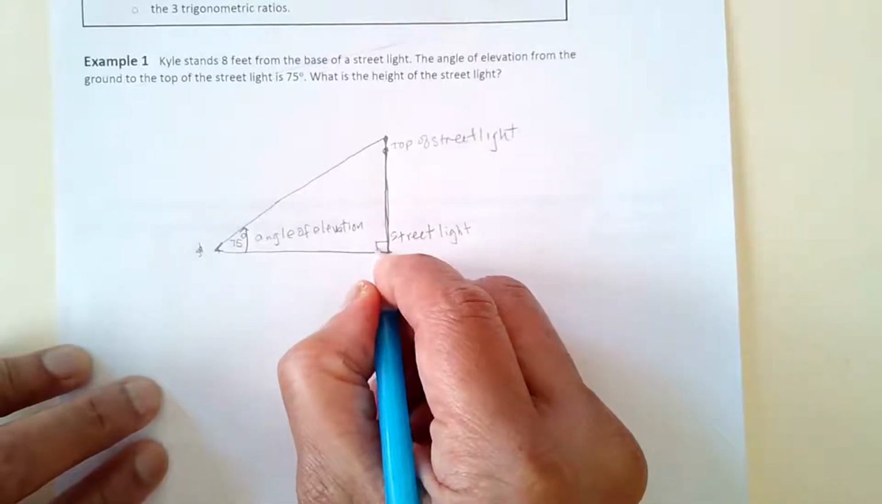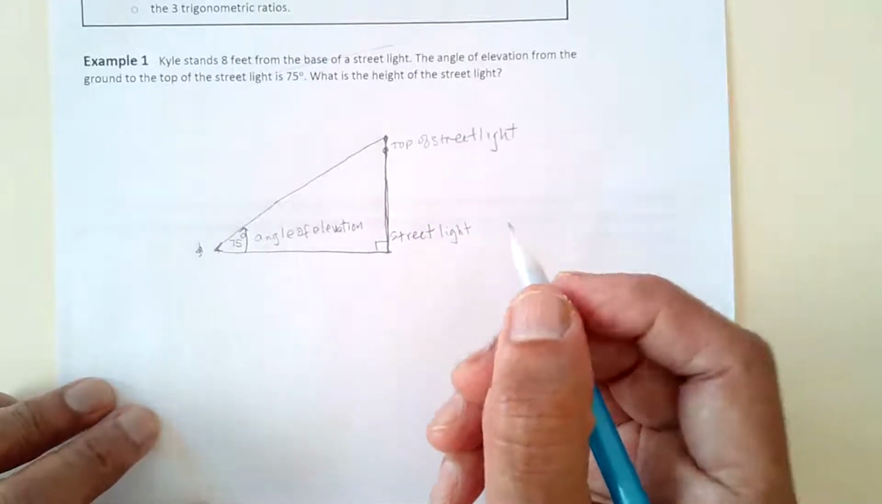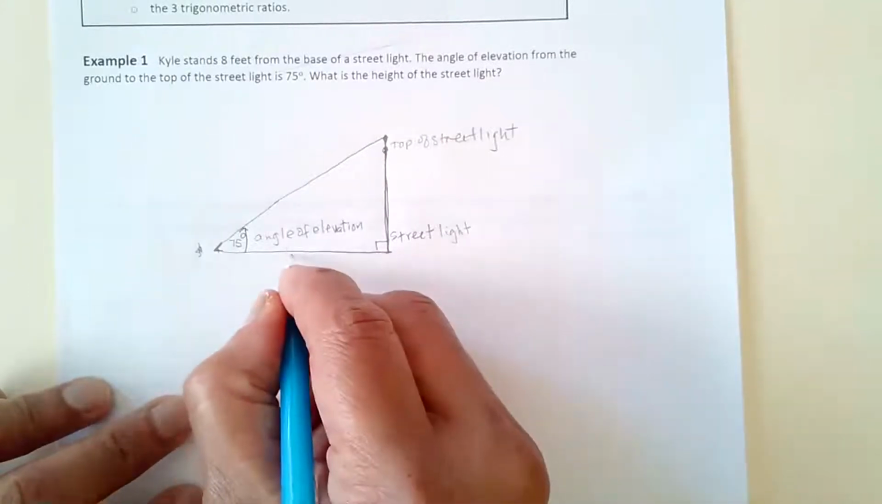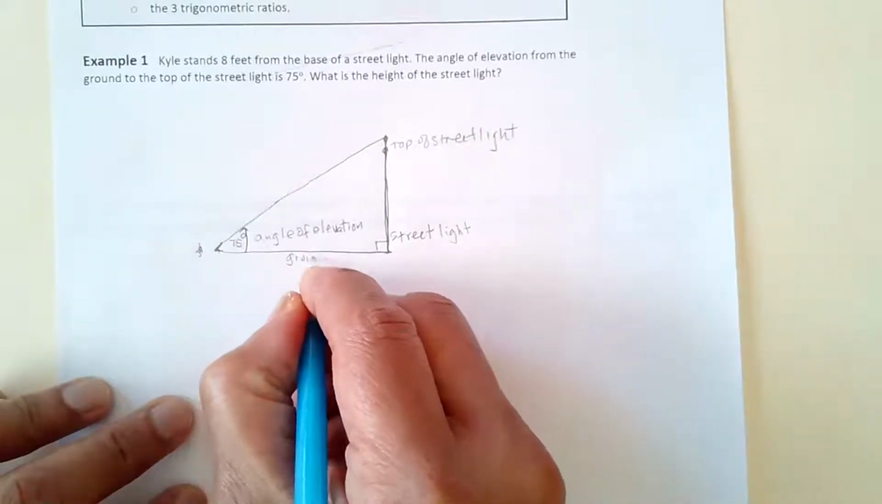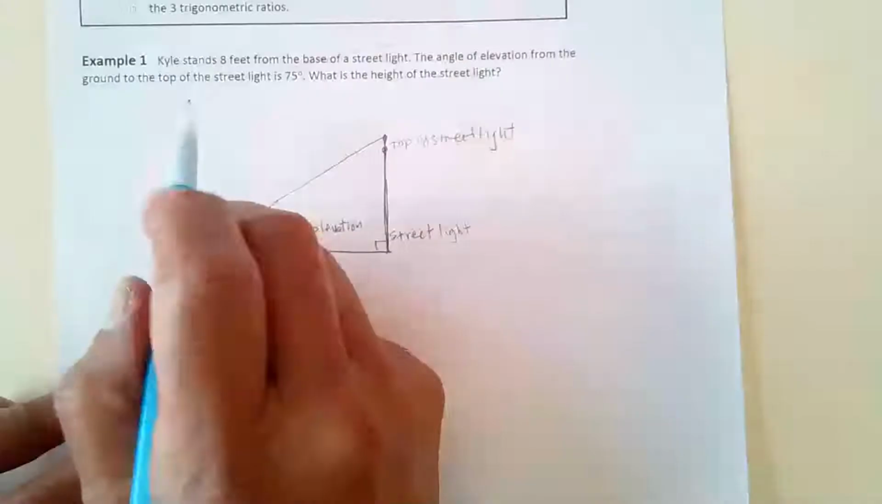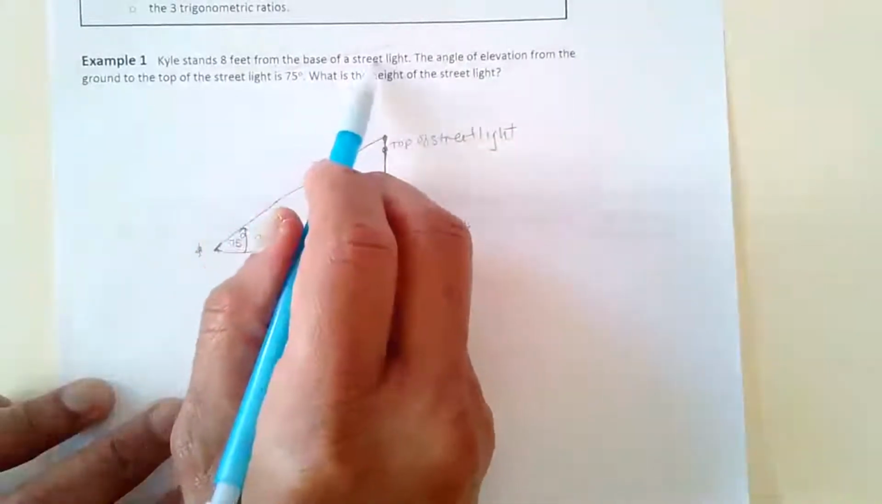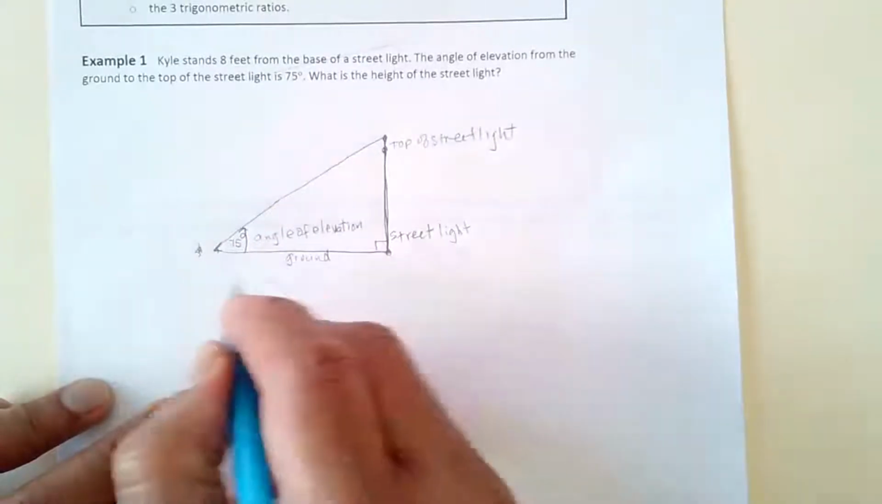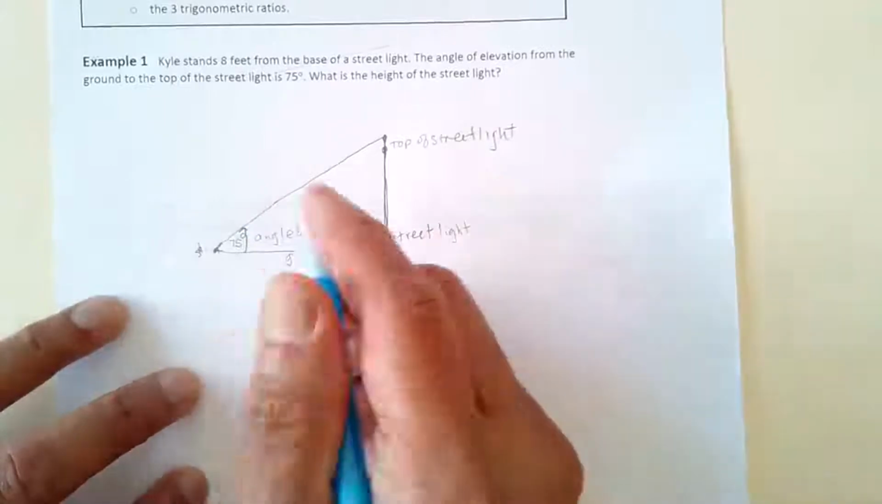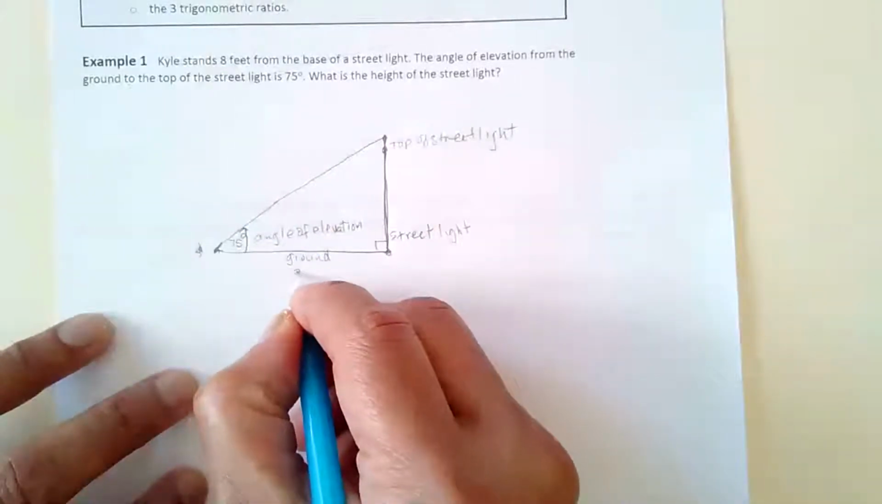Now, we have to make this 90 degrees because we're assuming the street light is perpendicular to the ground. So this is my ground here. Kyle stands 8 feet from the base of the street light. So this is the base of the street light, and he's standing up here. So this will be 8 feet.